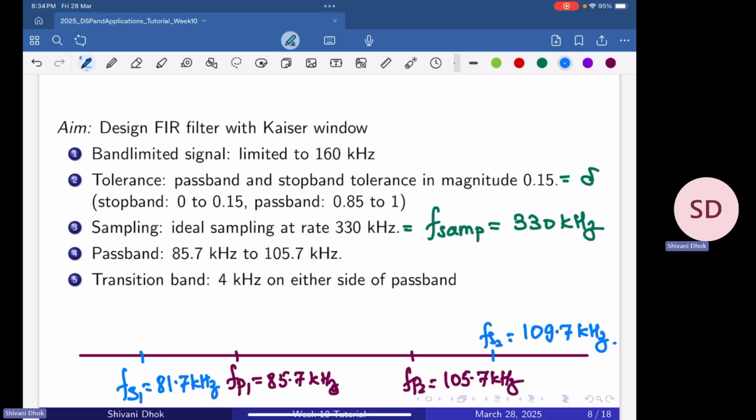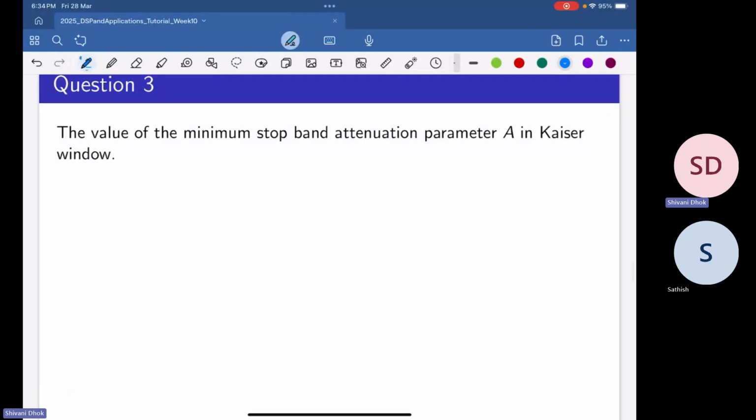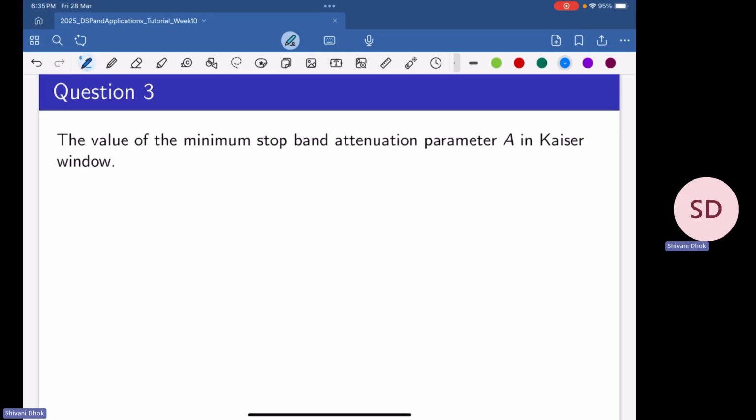Now let us walk through to get whatever things we need for getting this filter and the Kaiser window. Okay. What is asked in this question 3 is the value of minimum stop band attenuation parameter A in Kaiser window. First we need to find that.